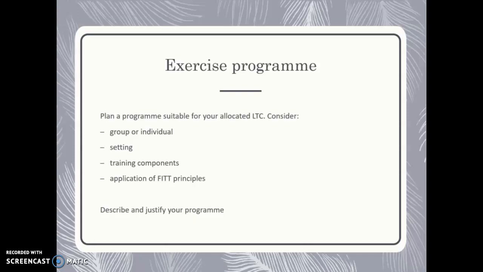So plan a programme suitable for your allocated long-term condition. Consider the group or the individual, the setting, the training components, any application of FITT principles, and describe and justify your programme.